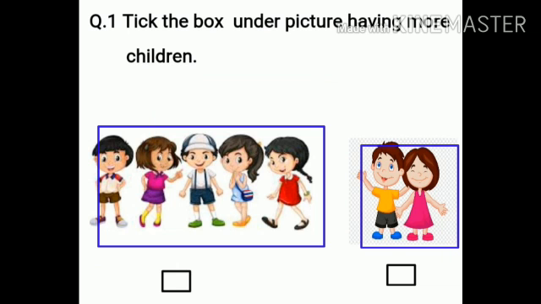Now we will do one activity. Here we have to tick the box under the picture having more children. In the first picture we can see 1, 2, 3, 4 and 5 children. While in the second box we see only 1 and 2 children. Number 5 is bigger than 2. Here we have to tick the box with more children. So we will put a tick mark over here.